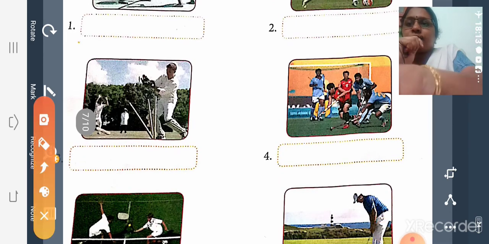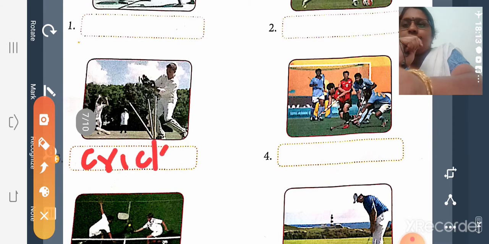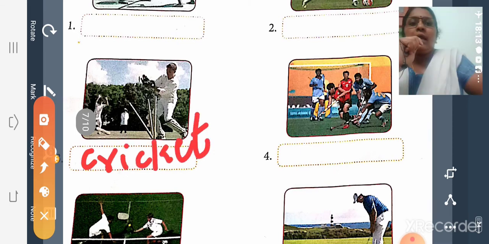Then this is also very popular: Cricket. C-R-I-C-K-E-T, cricket. Cricket is a bat and ball game played between two teams of 11 players on a field, at the center of which is a 22-yard pitch with a wicket at each end, each comprising two bails balanced on 3 stumps.